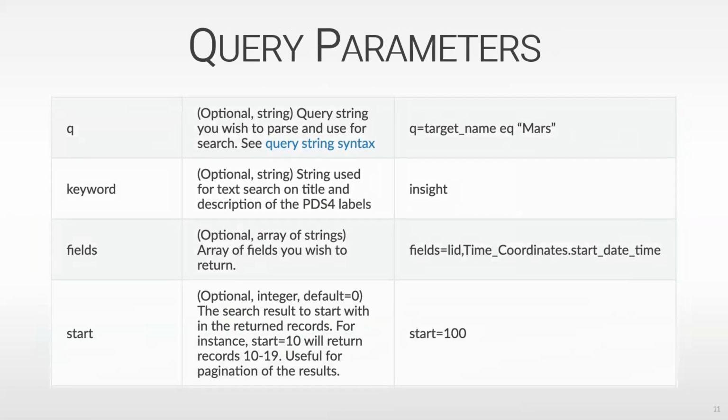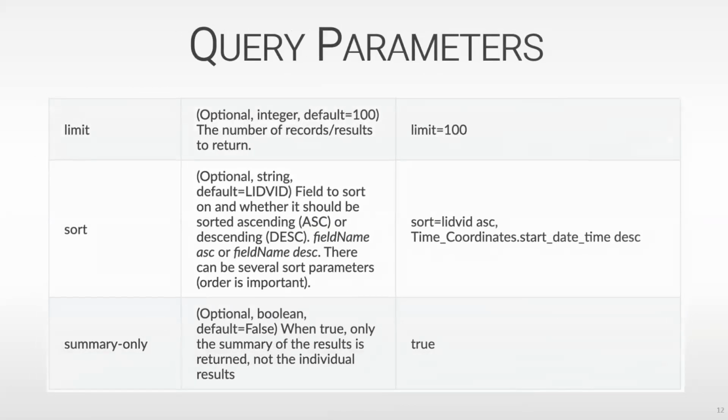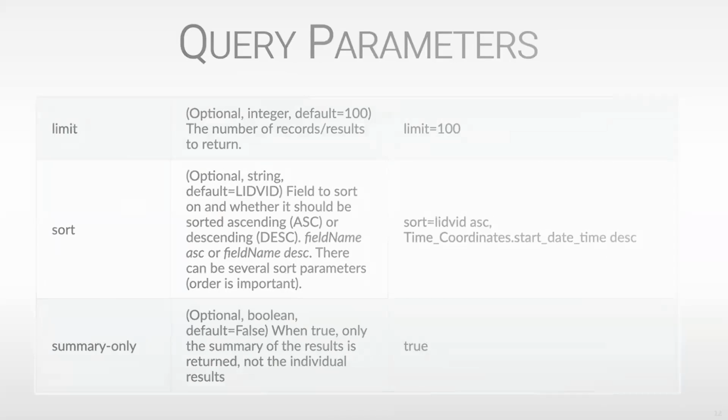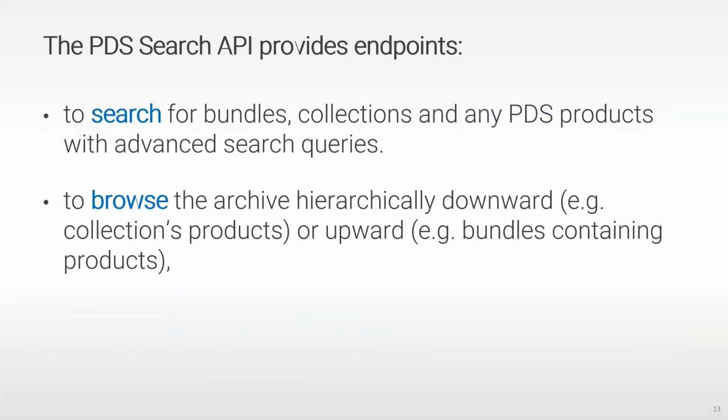Two, query parameters. Again, these are just screenshots. You can find this online. The next thing you can do is browse the archive hierarchically. For those of you that are aware, in PDS-4 we have bundles, collections, products. And sometimes it's interesting.